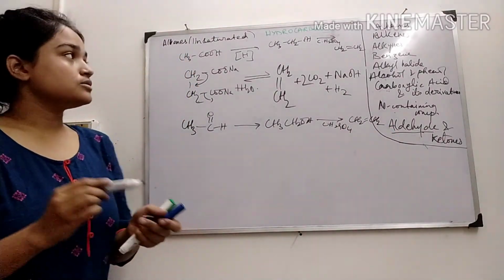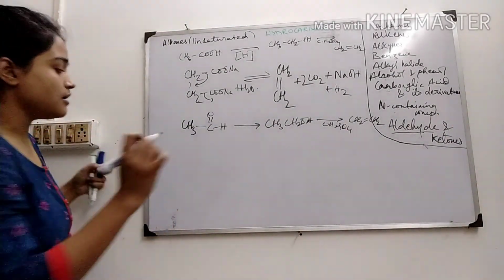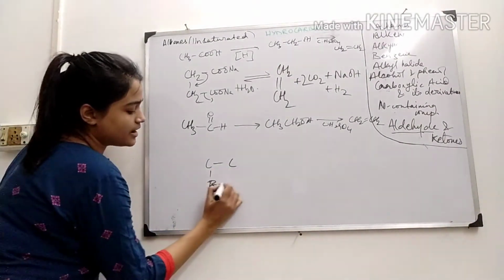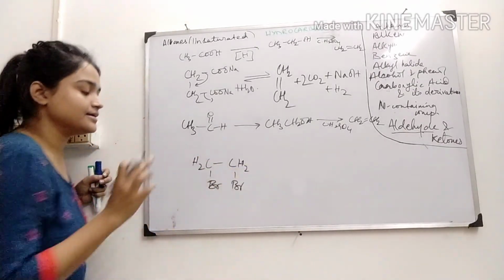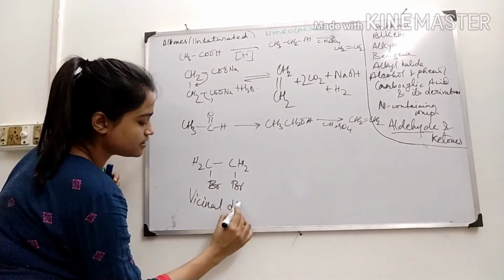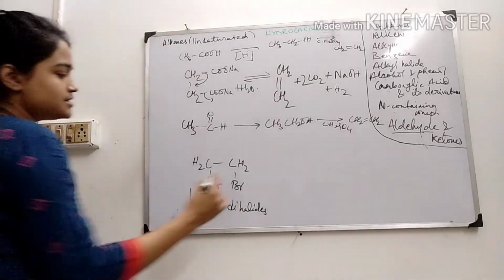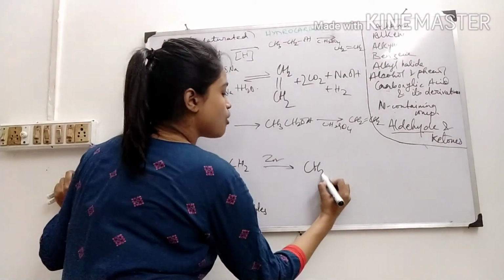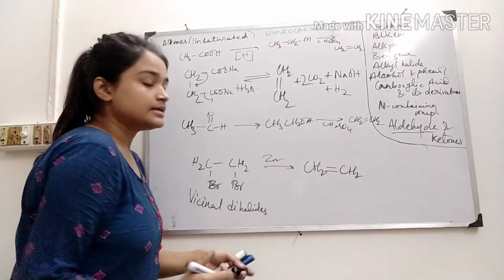Clear? So this is all about the preparation of alkene. One more thing about the preparation of alkene is that suppose I take this kind of alkyl halide, this is called vicinal dihalide. To this, if I add zinc or zinc chloride, this will directly form alkene. So this is another way, from vicinal dihalide.